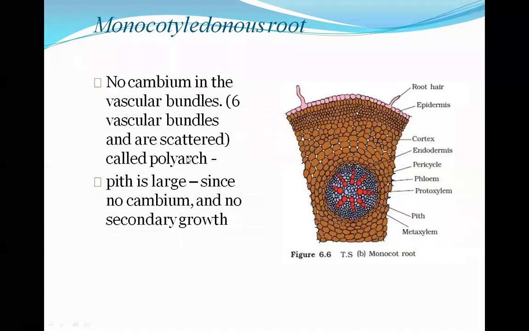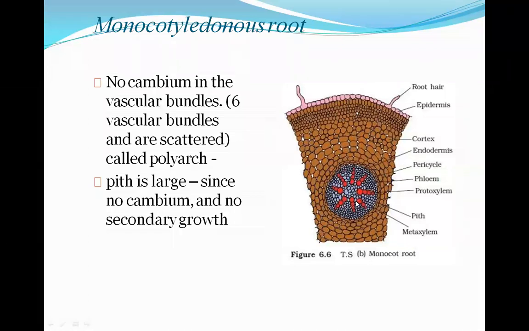Six vascular bundles are scattered. You can see here the vascular bundles are scattered from each other, right? They are separated throughout the whole medium. For this reason, this is known as polyarch, right? And polyarch means poly means many, arch means they are present in a scattered form, right? So for this reason it is known as polyarch.